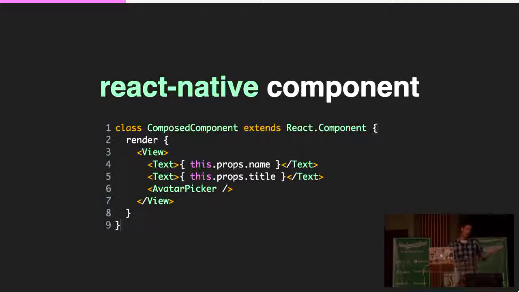A React Native component looks exactly like a React web component. In this example, this component renders three different elements. It renders a view element, a text element, and an avatar picker. So view is basically the React Native equivalent of a div. Text is basically the React Native equivalent of a span. And avatar picker, in this case, is a custom component. Custom components in React Native can be composed either of JSX and JavaScript, or they can be a wrapper for an actual native widget living somewhere in your code.